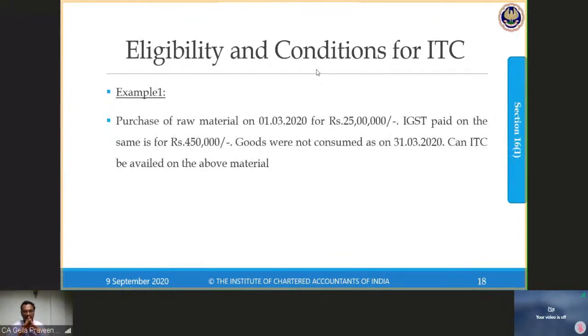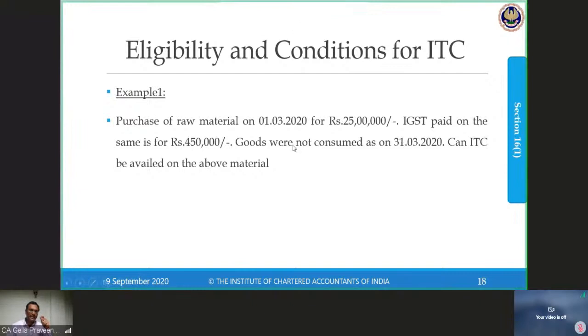Nidhi says, if it is intended to be used, then ITC is available. Absolutely right, Nidhi. Since it is intended to be used, ITC is available. Mahendra, yes, eligible at once. It is not relevant that I have to use it first, and only then I can take it. Manmohan Daga, yes, we can. Answers are all right. So, coming back to the question, yes, we can take.